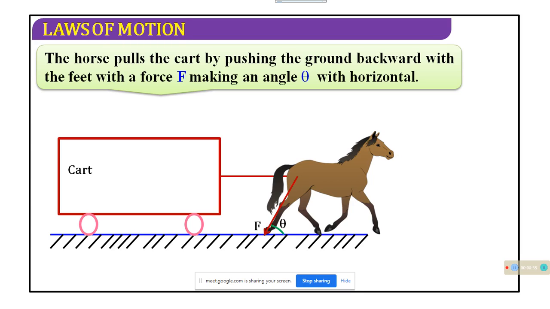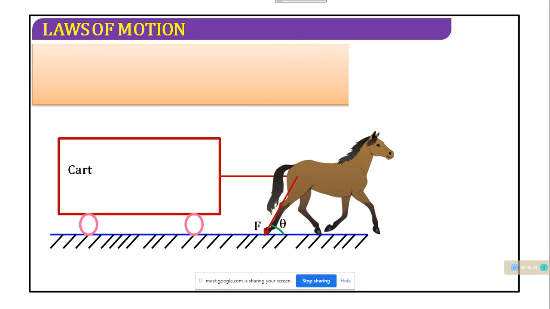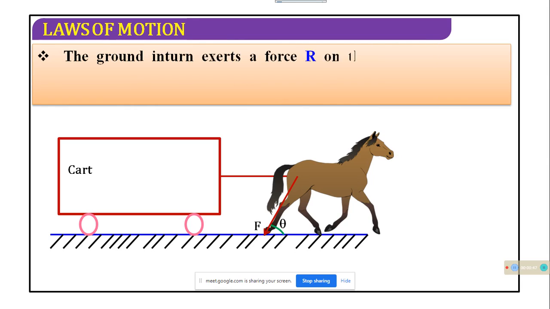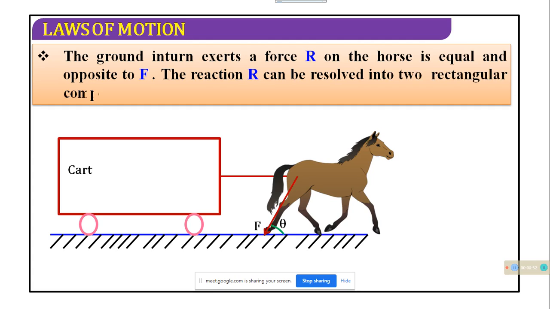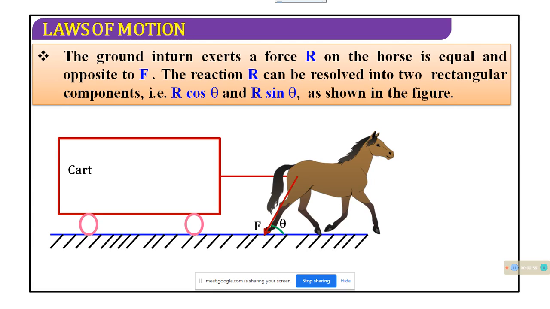The horse pulls the cart by pushing the ground backward with its feet, with force F making angle theta with the horizontal. The ground in turn exerts a force R on the horse, equal and opposite to F. The reaction R can be resolved into two rectangular components, R cos theta and R sin theta, as shown in the figure.